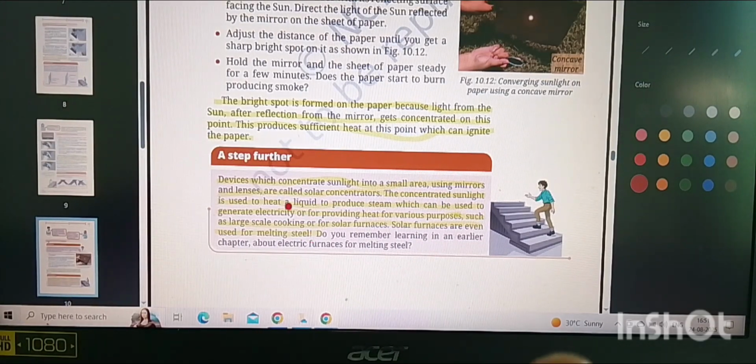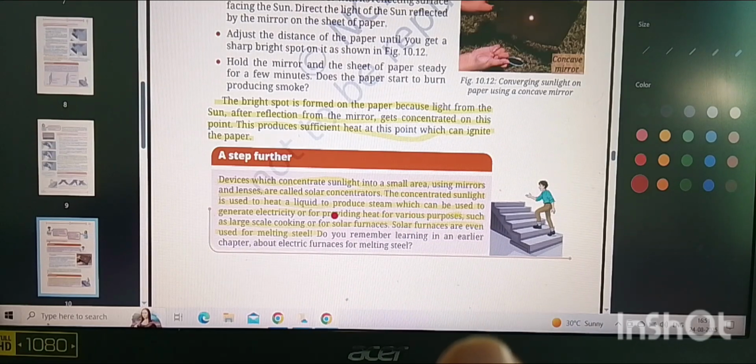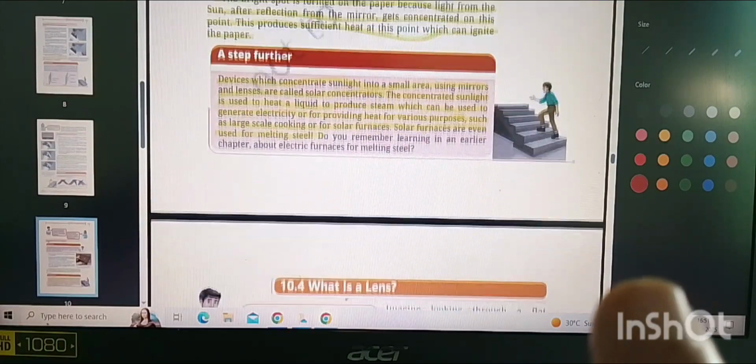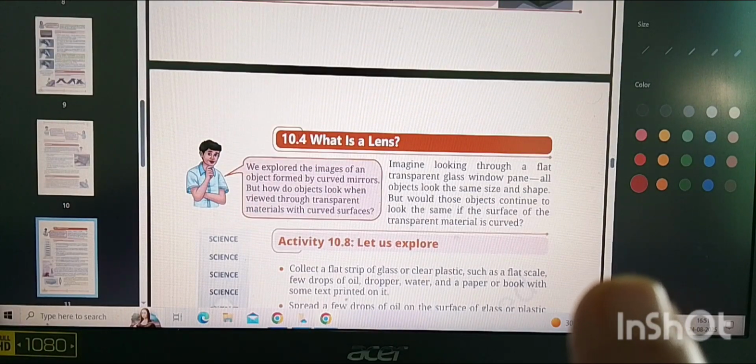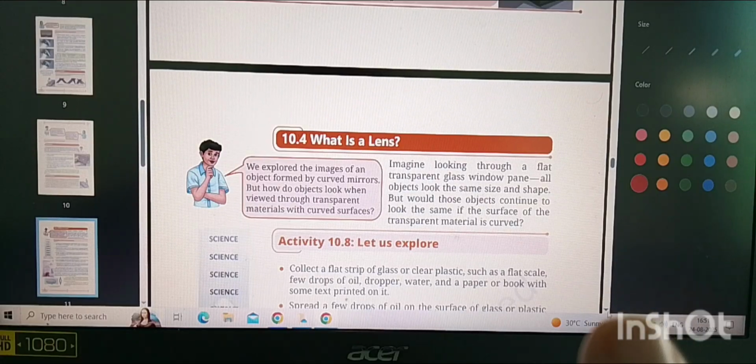By using solar energy, we are using mirrors also. These mirrors are used to concentrate or converge the sunlight, which causes an increase in temperature, and this temperature is used to generate electricity. So it's very interesting, right? Now the mirror portion is over. Now we are going to learn about lenses.